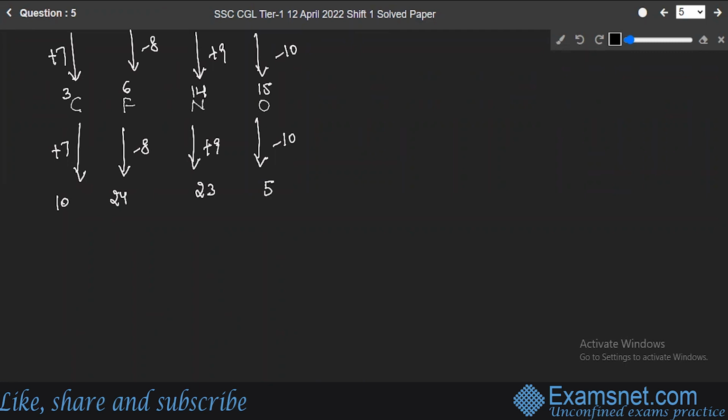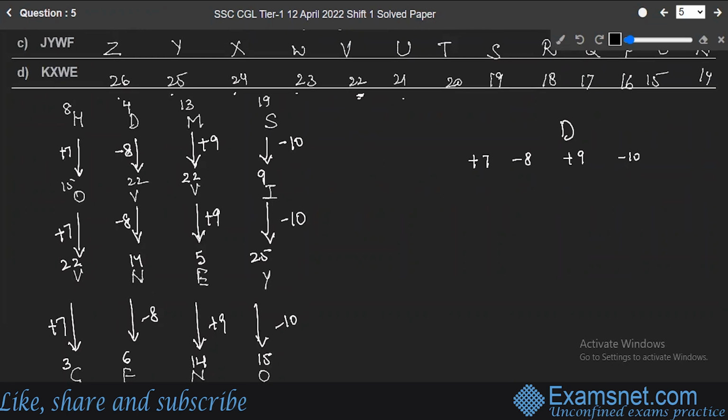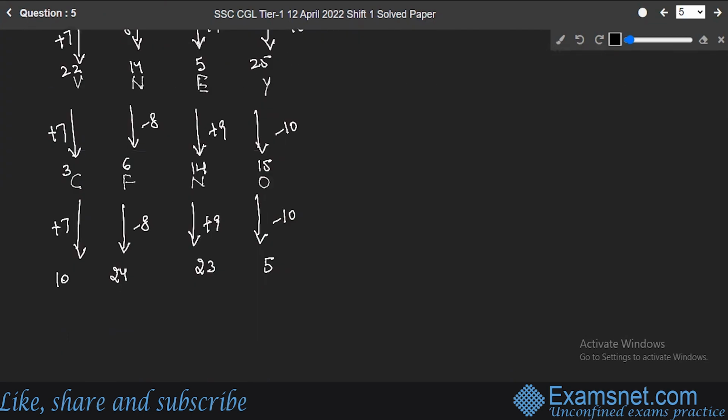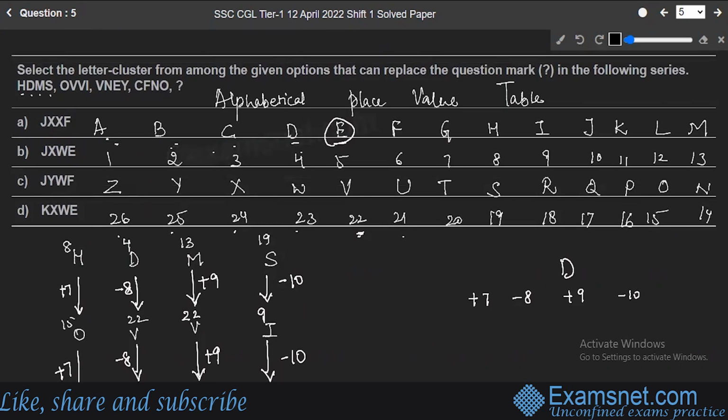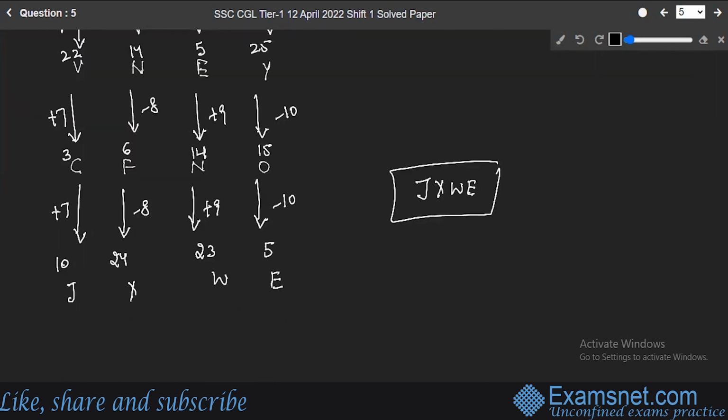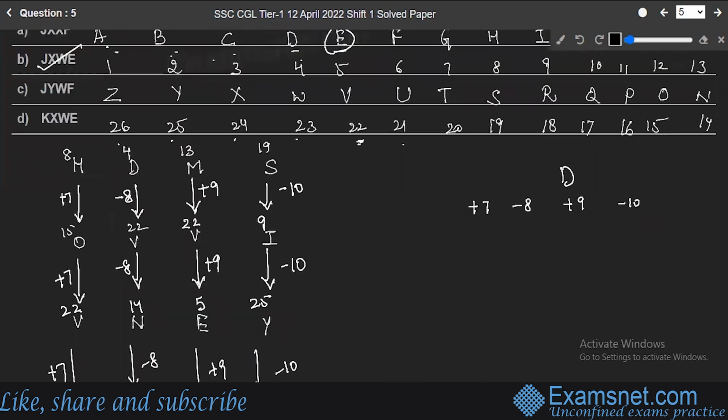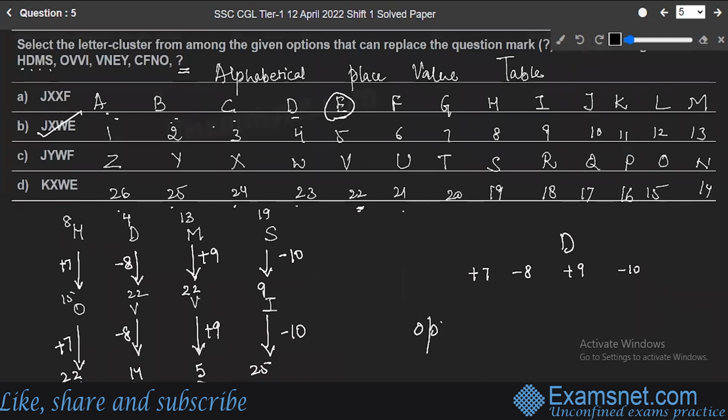So let's write down the alphabets. For position 10, you have J. For position 24, it's X. For position 23, it's W. And for position 5, it is E. So J, X, W, E is the letter cluster which should come in the place of the question mark, which is the next one in the series. So which is the correct option? Option B. J, X, W, E is the answer.